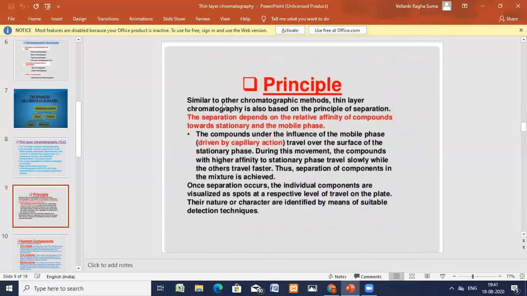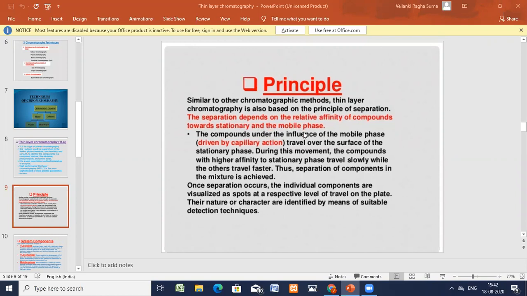Coming to the principle, it is similar to that of other chromatographic methods. Thin layer chromatography is based on the principle of separation, and the separation depends upon the relative affinity of the compounds towards the stationary and the mobile phase.